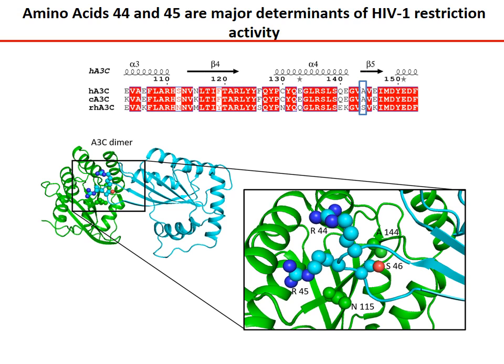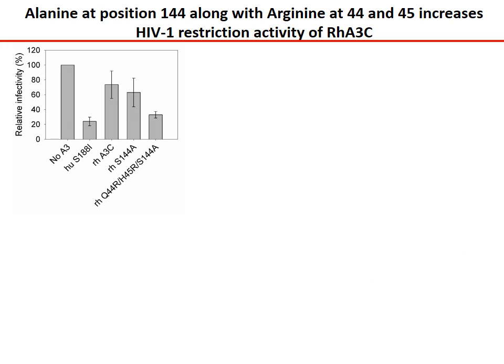So we made two more mutants of rhesus A3C. The single mutant has alanine at position 144 and the triple mutant has arginine at position 44 and 45 and alanine at position 144. We did the single cycle infectivity assay and found that the triple mutant of rhesus A3C has almost same restrictive activity against HIV-1 as human S188I.